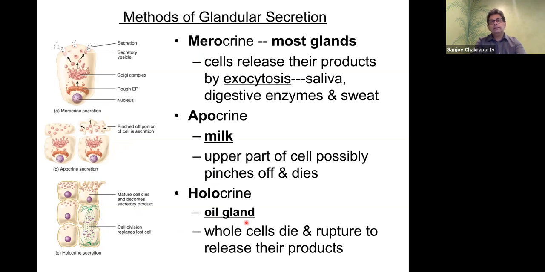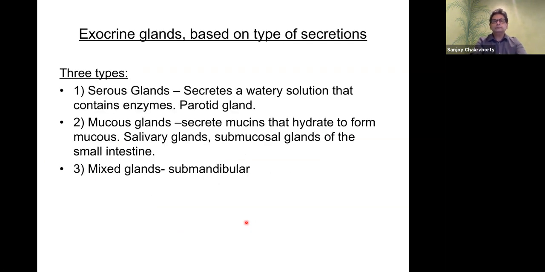And finally is what they secrete. If they secrete very watery liquid type of solutions, they call it serous gland, such as parotid gland. Their secretion is like water or honey, that kind of thing. If it is too thin, that's serous gland. If it is too thick, that's mucous gland.